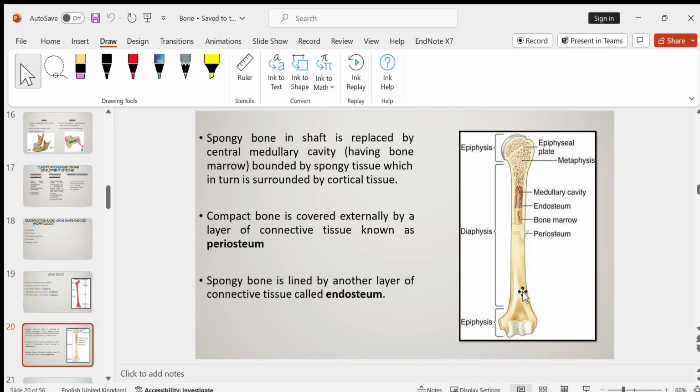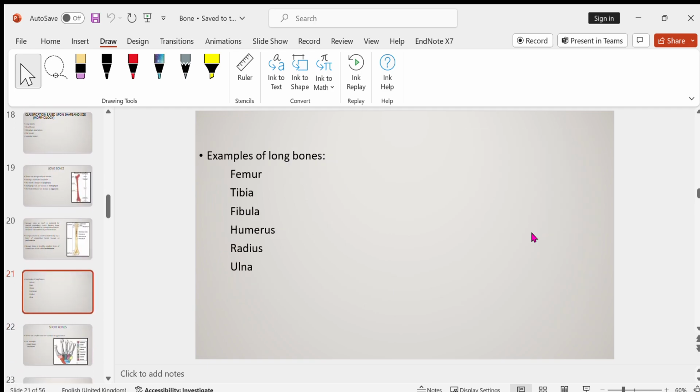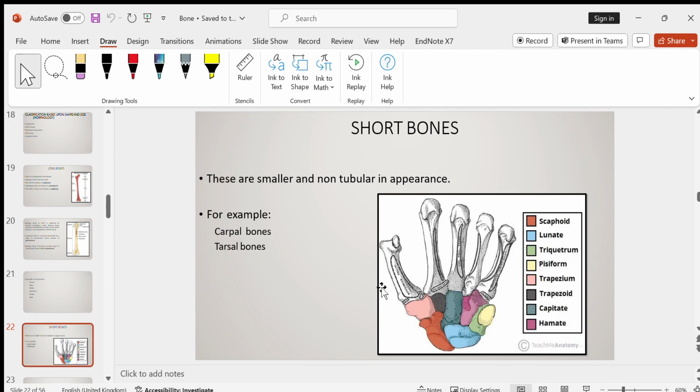The central structure of a long bone has a medullary cavity containing the bone marrow. The medullary cavity is lined by endosteum, and the central portion is the spongy bone. The surrounding hard bone is the compact bone, and the outermost covering of the compact bone is the periosteum. Examples of long bones are the femur, tibia, and fibula in the lower limb, and the humerus, radius, and ulna in the upper limb. The short bones are the carpal bones and the tarsal bones.